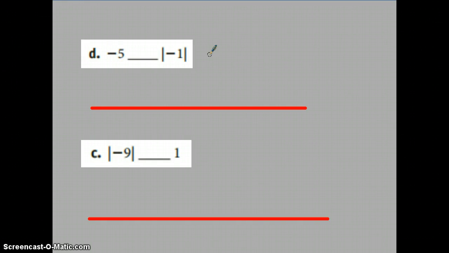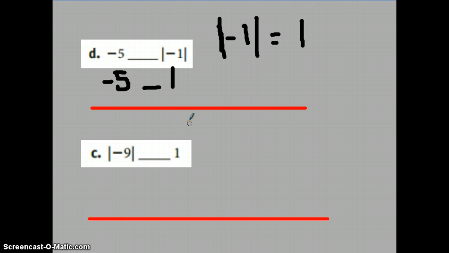Okay, last two. Negative 5, now what this question says is negative 5 is greater than or less than the absolute value of negative 1. Well, remember that the absolute value of negative 1 means the distance that negative 1 is from 0. So how many units away from 0 is negative 1? And that's going to be 1. So we could rewrite this and say negative 5 is greater than or less than 1, or positive 1, because they're asking about the absolute value.